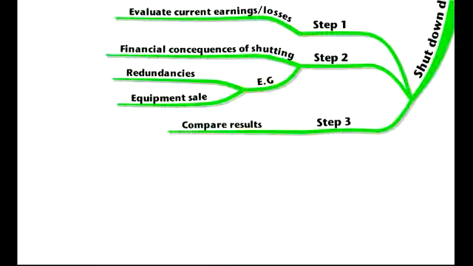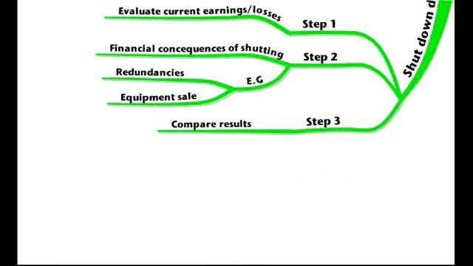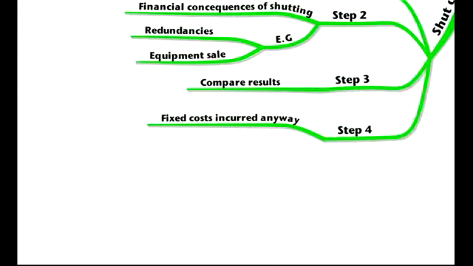Step three, compare the results. So compare cost benefit analysis, compare what the costs are as to what you're going to get in. And step four, remember that your fixed costs are incurred anyway. So if you're given fixed costs in a scenario, those are incurred anyway. You're going to have to cover those with your other divisions if you choose to, say, shut one division down.